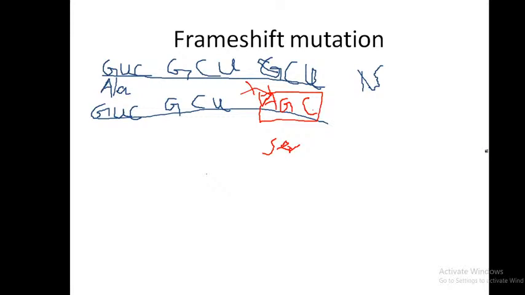And usually these frame shift mutations are induced by dyes such as acridine dyes. Acridine dyes are dyes which can cause these frame shift mutations, and they are compounds which bind to DNA. These acridine dyes will bind to DNA and distort the structure of the double helix.